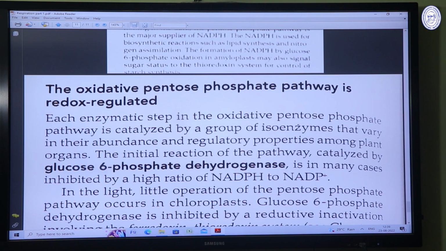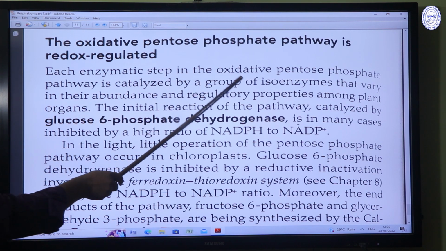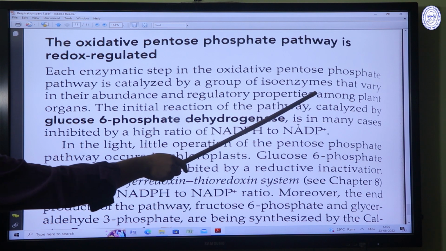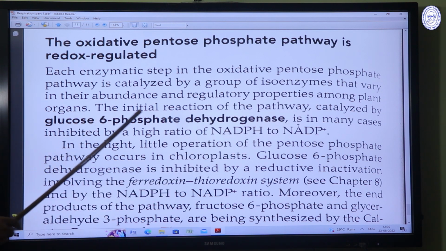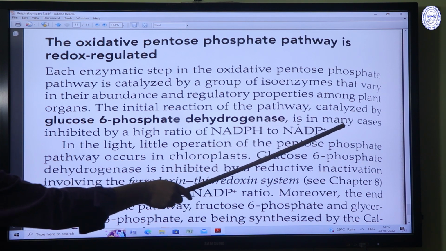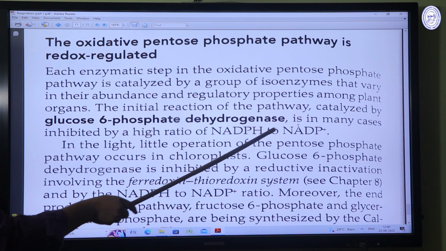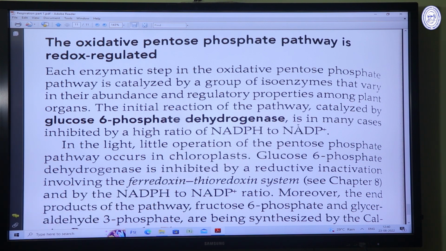Now, lastly come to here, actually how oxidative pentose phosphate pathway will be regulated. It can be regulated through redox regulation. Okay. The oxidative pentose phosphate pathway is redox regulated. Look at here. Each enzymatic step in oxidative pentose phosphate pathway is catalyzed by a group of isoenzymes that vary in their abundance and regulatory properties among plant organs. The initial reaction of the pathway catalyzed by glucose 6-phosphate dehydrogenase is in many cases inhibited by a high ratio of NADPH to NADP plus. So, a high ratio of NADPH to NADP plus can regulate oxidative pentose phosphate pathway.